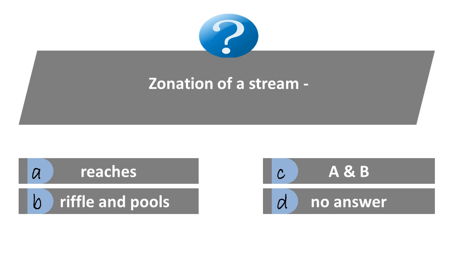Again, zonation of a stream. A. Reaches. B. Riffle and pools. C. A and B. D. No answer.